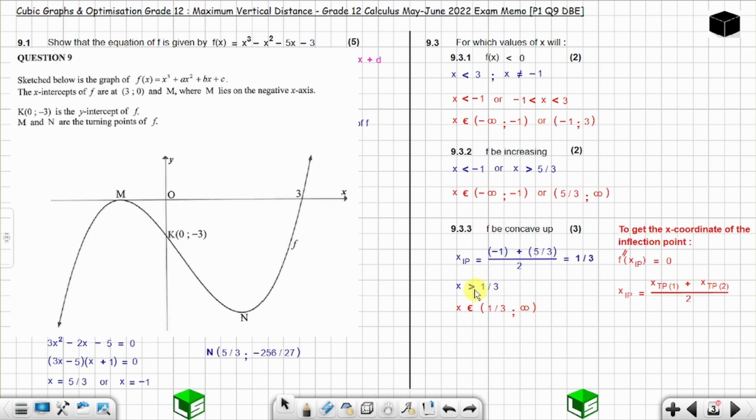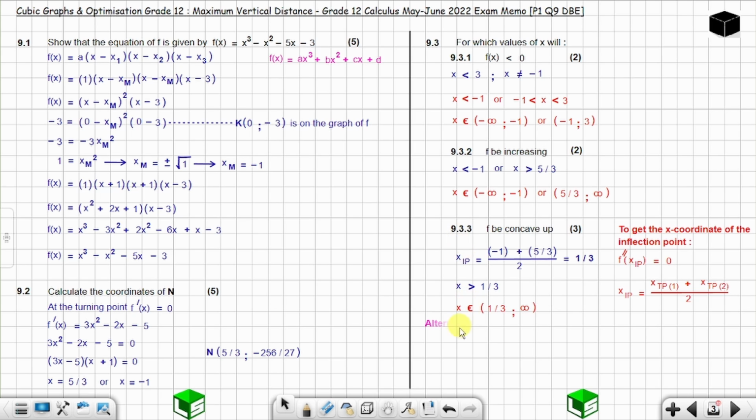Okay, so you have two options. You can give your answer like this or like this. Another way to solve this question, if you don't have the sketch, let's say you don't have the sketch. Alternatively, if you don't have a sketched graph, how can you solve 9.3.3? For which values of x will f be concave up? Still 3 marks. How can you solve this question if you don't have a sketched graph?